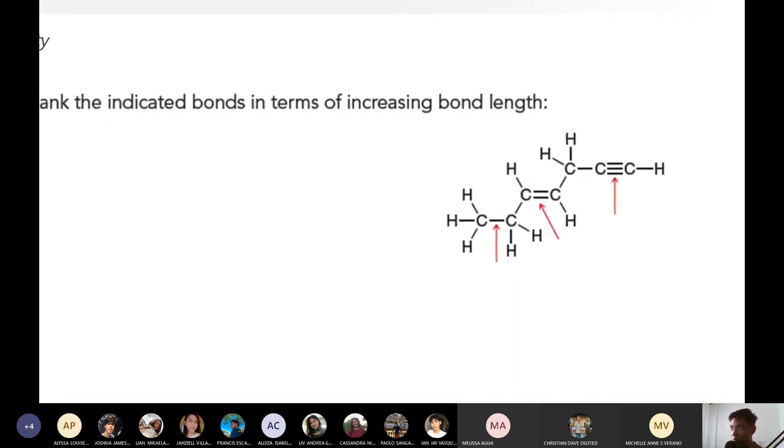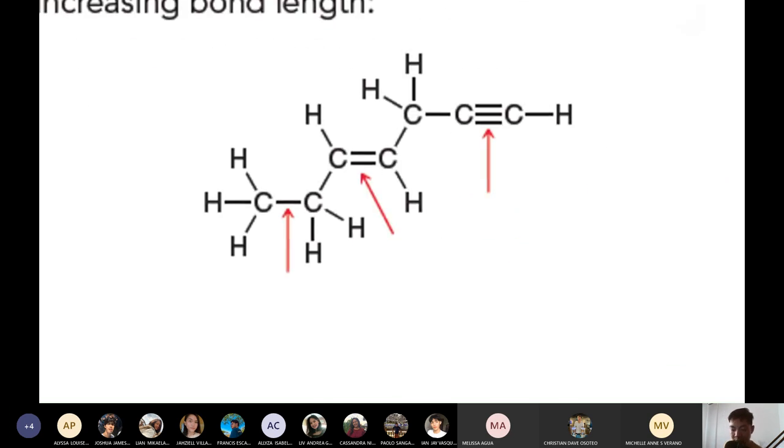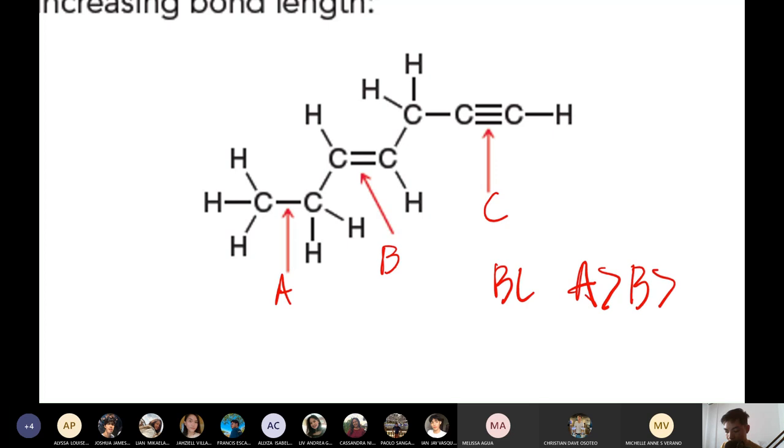So let's have this for example. Let us rank the following bonds in terms of increasing bond length. So, alamin natin yung bond length nila. So ano lang yan, A B C. In terms of bond length, sino yung mas mahaba? Yung sp3 hybridized. Si A muna yung pinakamahaba, followed by the sp2 hybridized, then last yung sp hybridized. So pinakamahaba na bond length si A, then followed by B and lastly si C. When it comes to bond energy, sino yung mas mahirap putulin? Yung maraming bond. So that's C, followed by B, then lastly, A. Ganun lang. Okay?